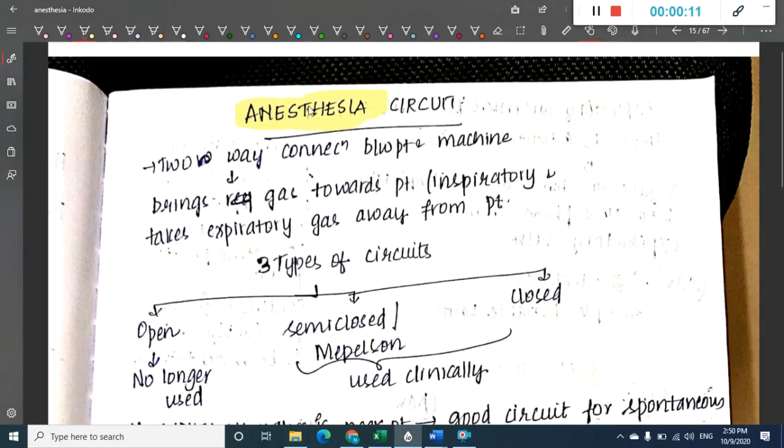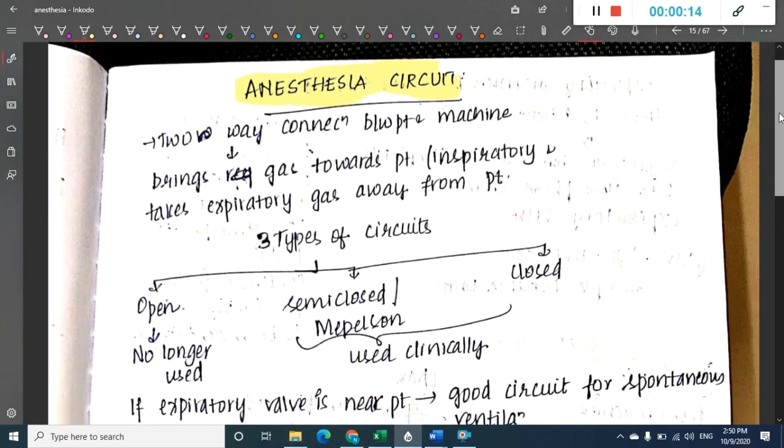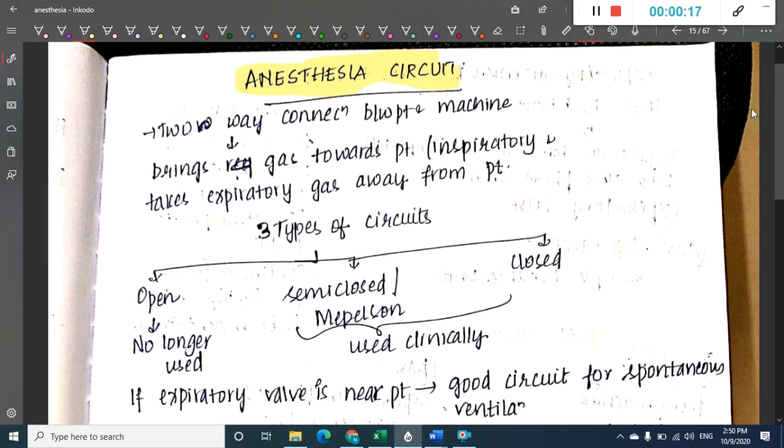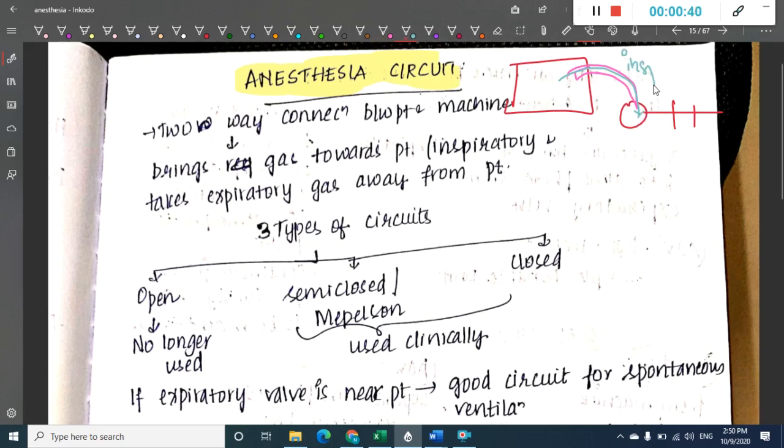Okay, so this anesthesia circuit is a two-way connection between the patient and the machine. We have learned about the anesthesia machine in the last class, right? So we have an anesthesia machine and we also have the patient. The connection between this anesthesia machine and the patient is called the anesthesia circuit. That means this anesthesia circuit will bring inspiratory gas towards the patient, and it will also take expiratory gas away from the patient into the machine or to the outside, whatever it is. Okay, so this is the anesthesia circuit.